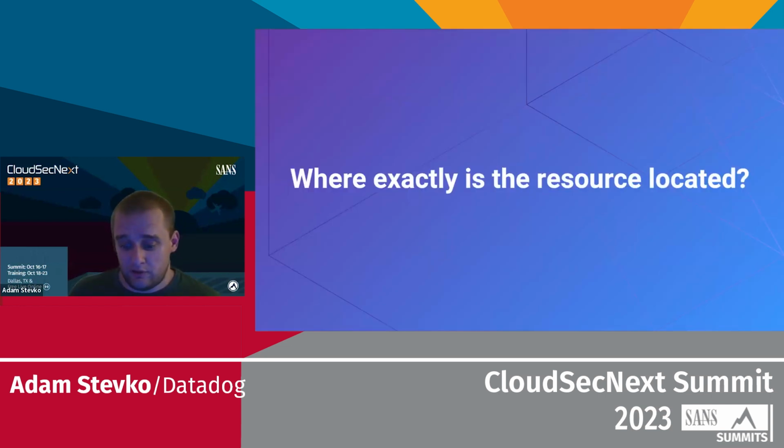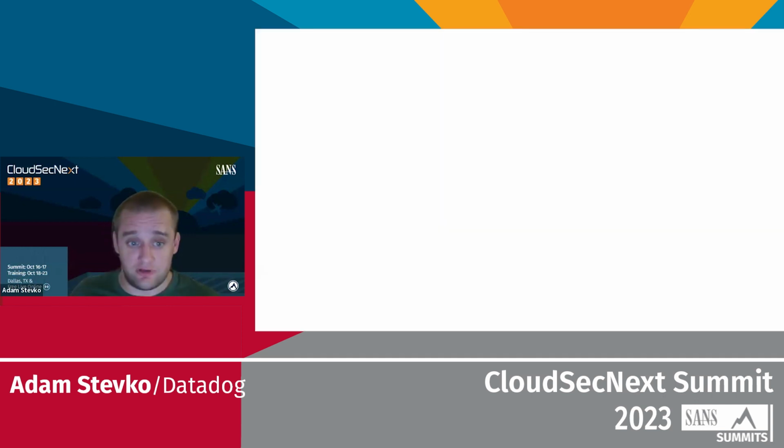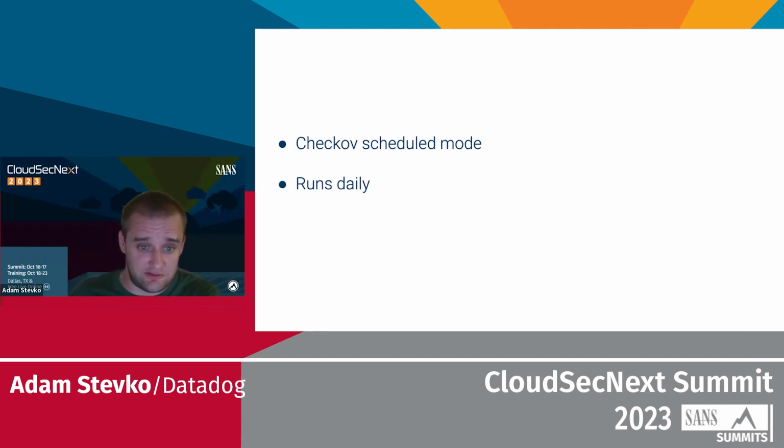Now that we covered the runtime detections and the pull request mode, we still have a problem that we need to chain together the findings. So let's say that on runtime we detect a particular finding, but we are not able to know where exactly it is located. So for this reason, we have the so-called check-out schedule mode, which runs daily and scans all Terraform repositories.